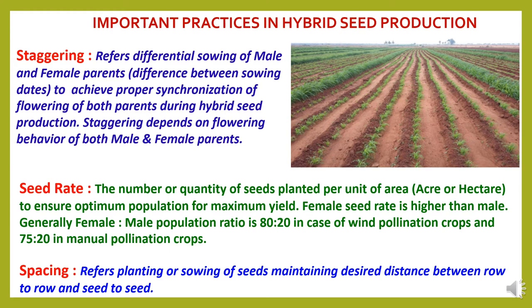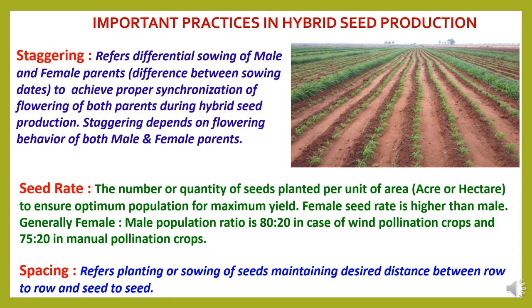The parent which takes a long duration to reach the flowering stage should be planted early, and the parent which requires less duration to reach the flowering stage should be planted later. So the aim of staggering is to match the nicking of both parents. Then seed rate. The number or quantity of seeds planted per unit of area in acres or hectares to ensure optimum population for maximum yield is called seed rate.